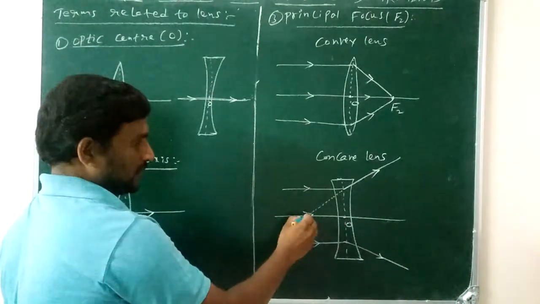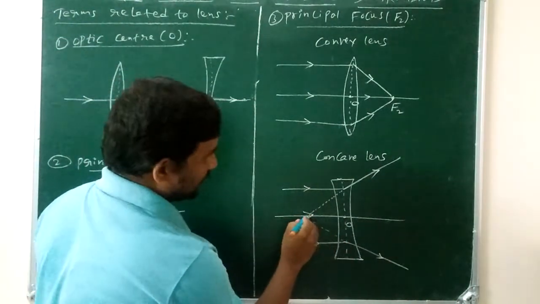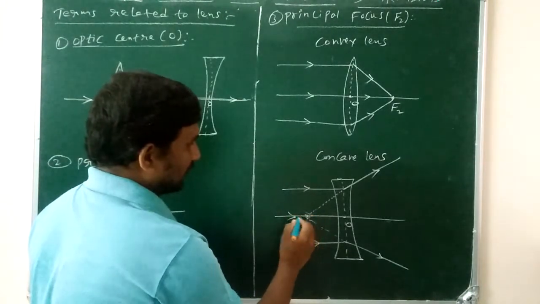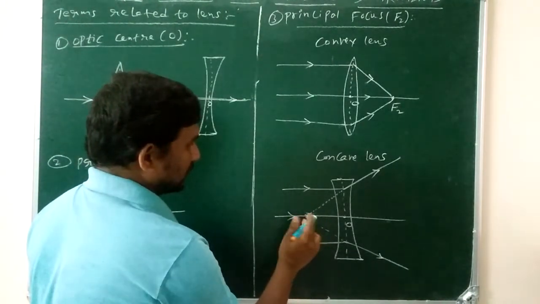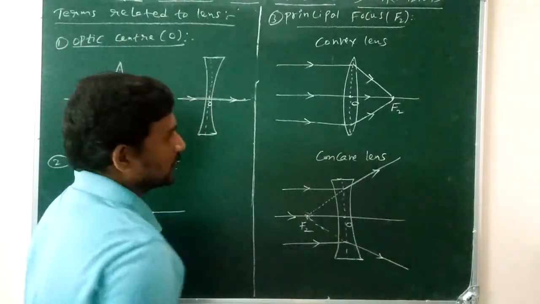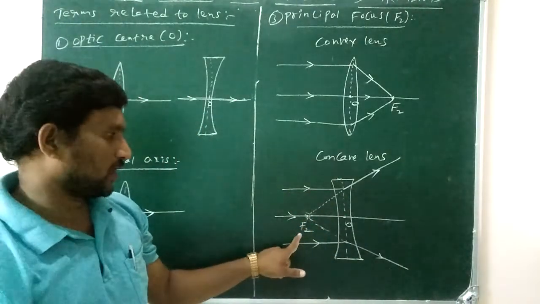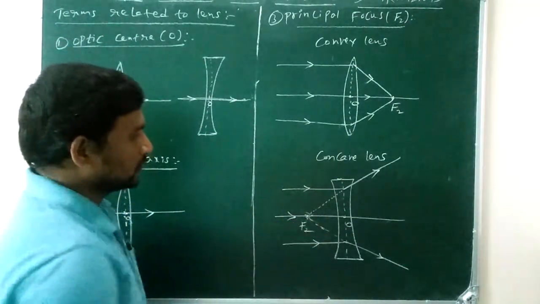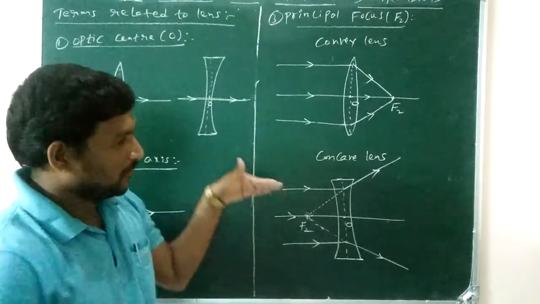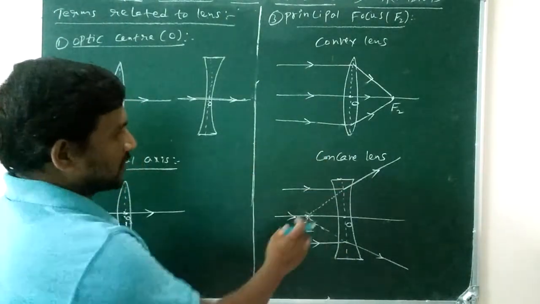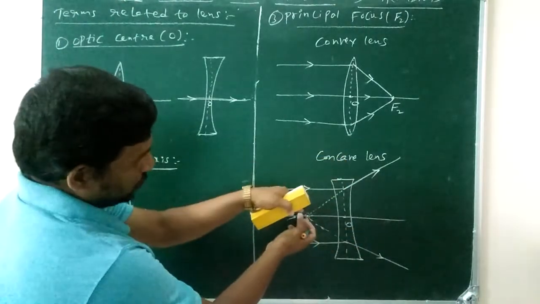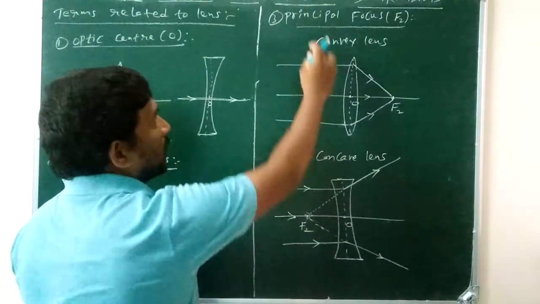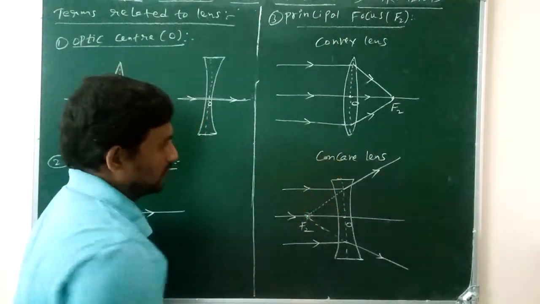Here we can extend these light rays. They are going to meet at a point, from which they appear to diverge. This we can call the principal focus of a concave lens. The principal focus of a concave lens is a point on the principal axis from which the light rays, originally parallel to the principal axis, appear to diverge after passing through the lens.